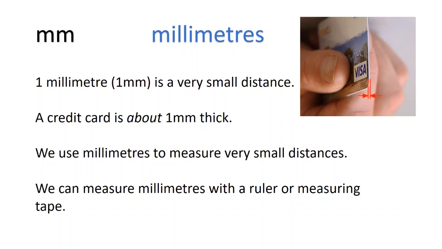or the thickness of a fingernail. So 1 millimetre is a very small distance indeed. And because it's a small distance, we use millimetres to measure things that are quite small. And we can measure millimetres using a ruler or a measuring tape.